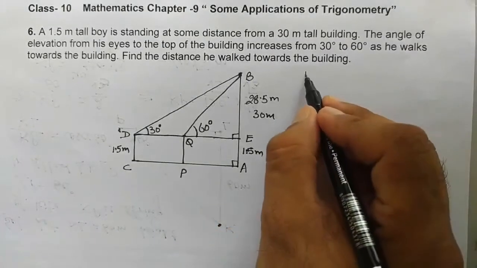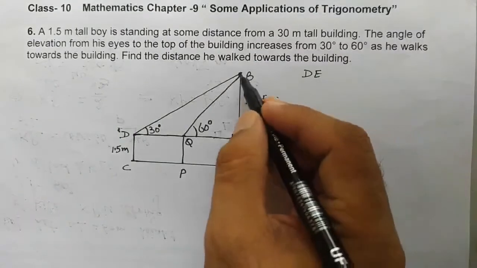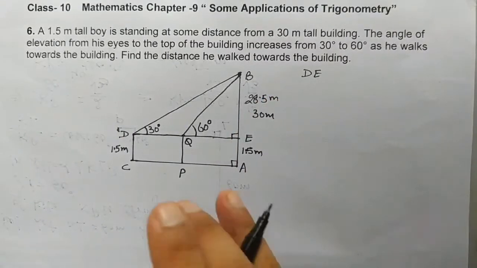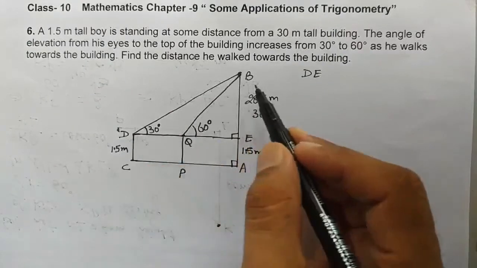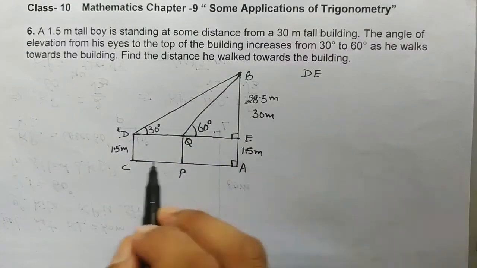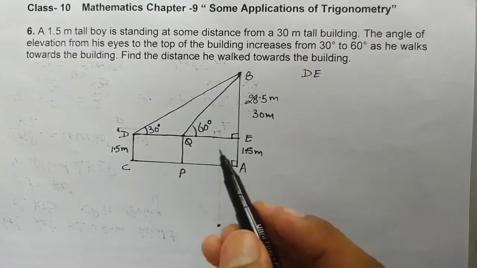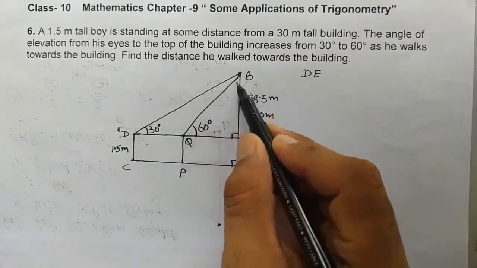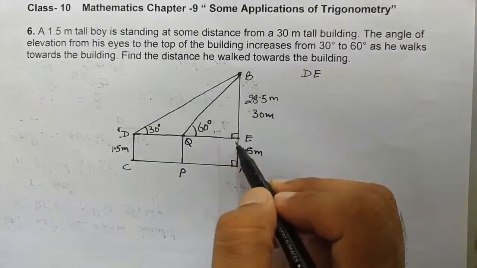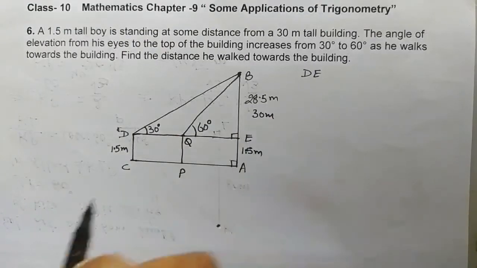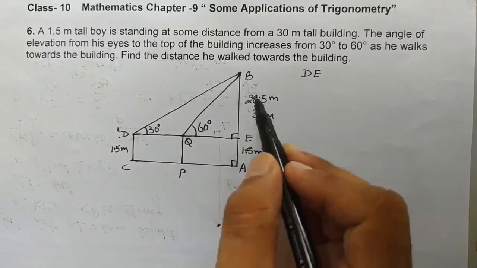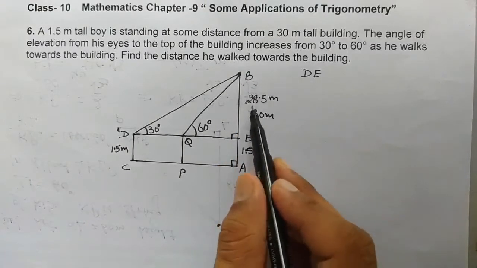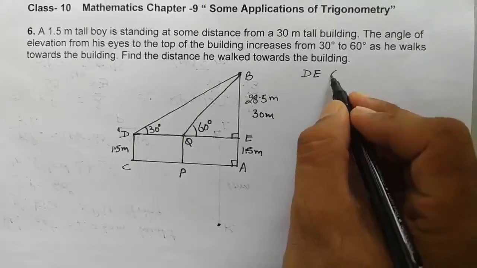Okay, we can find out the value of DE. One side of the right angle triangle is given, so we can find out the other sides by T ratios. So in right angle triangle BDE, BE is given, so we can find out DE very easily. Now in small right angle triangle BEQ, BE is also given, 28.5, so we can find out the value of QE, because one side is given here, BE, that is 28.5, so QE can be found out from here.